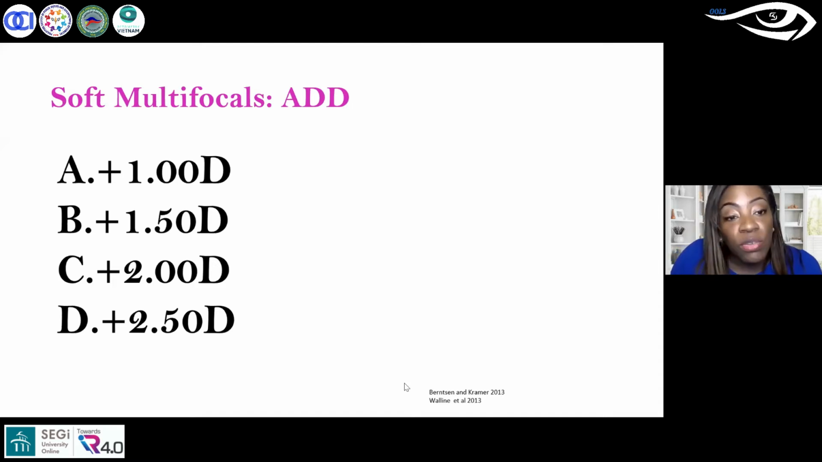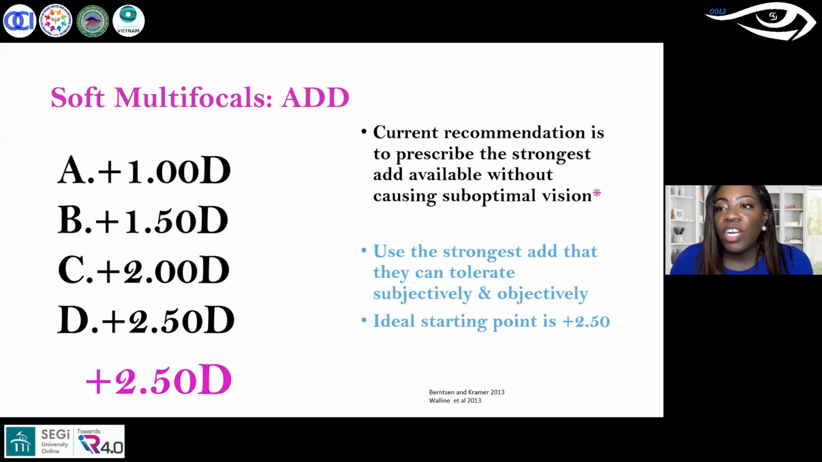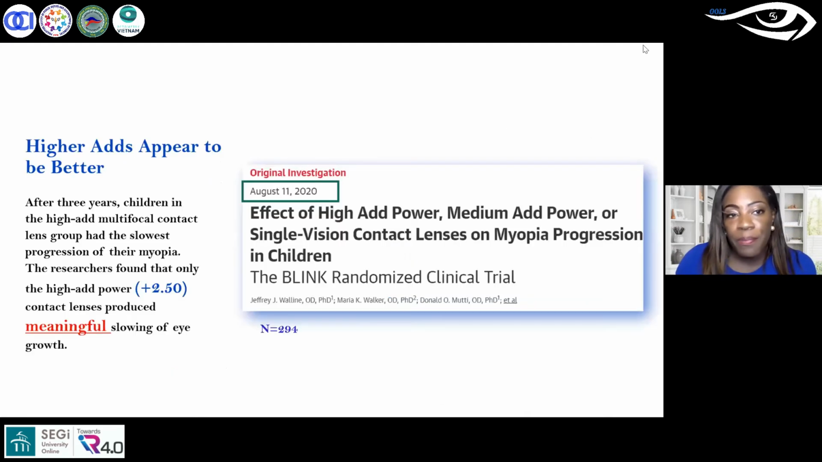So actually, the 21% of you that got this exactly right, it is the plus 250 add. And here is the why. The current recommendation is to prescribe the strongest add available without causing suboptimal vision. So the strongest add that the patient can tolerate subjectively and objectively. Maybe I should have phrased it that way: the ideal starting point for him would be a plus 250 add, okay?